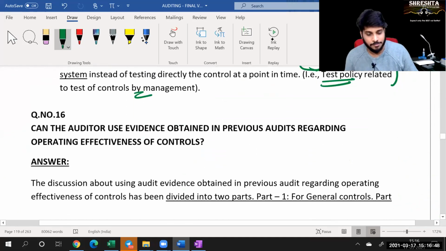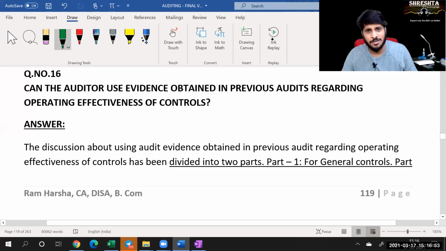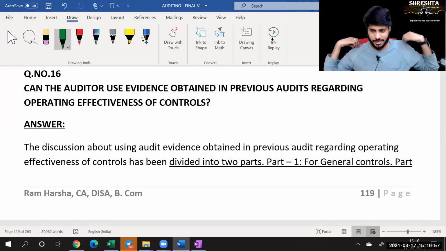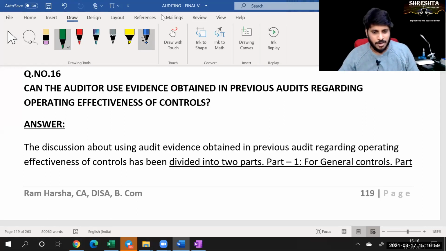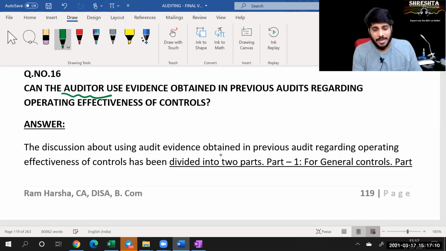Next. Now, there is another question. Suppose I have been appointed as an auditor, and one year's audit has been completed. Next year also, I'm the auditor, same person, same engagement partner. I'm thinking, can the auditor use evidence obtained in previous audits?